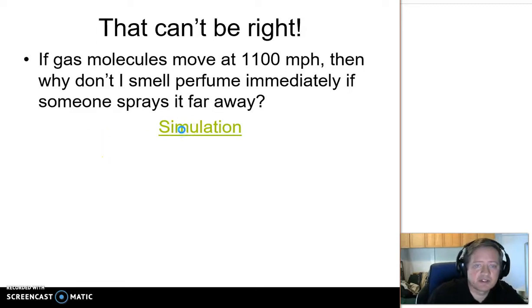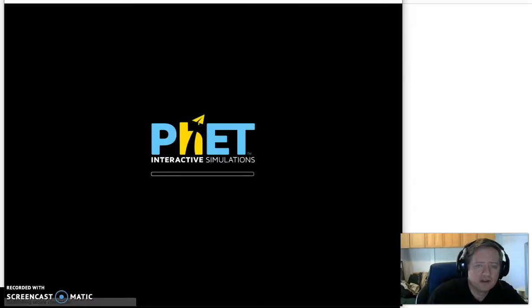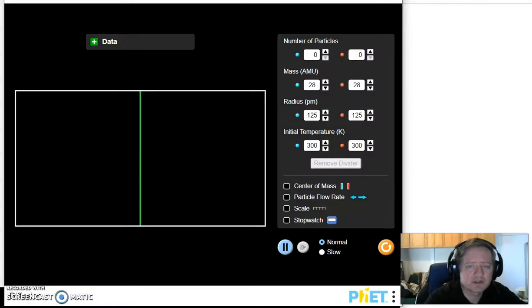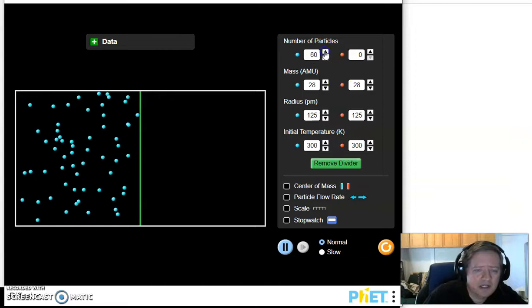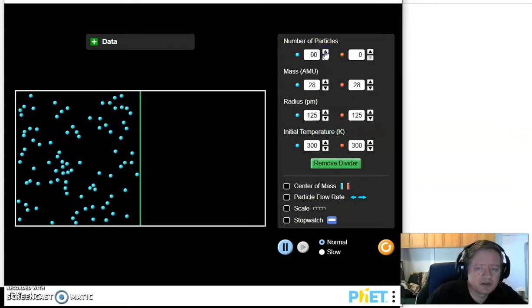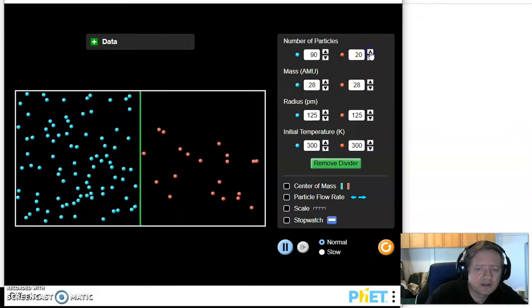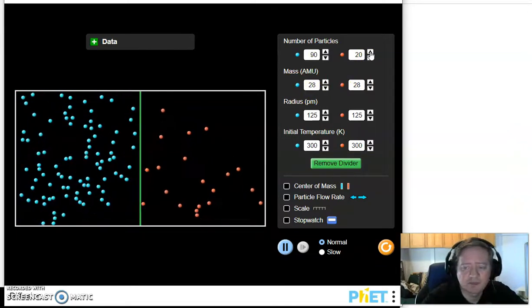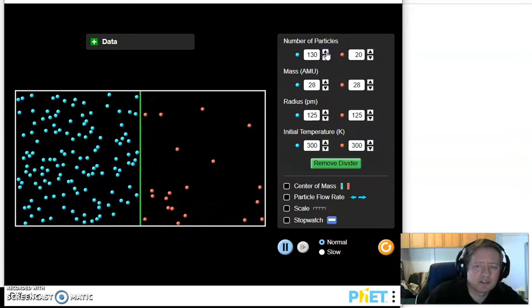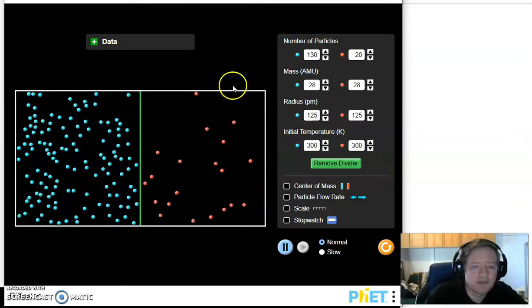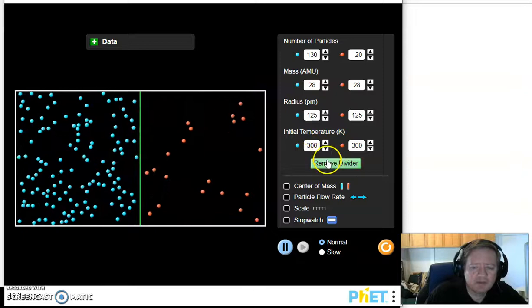And so I'm going to run to the simulation here. This is a PhET simulation we're going to be using. On the left, I'm going to be putting in, let's say, a whole bunch of particles. And on the right, let's just say that's my perfume spritz. So I'm going to put in more molecules on the left. This would represent the normal amount of air. So I remove the division.